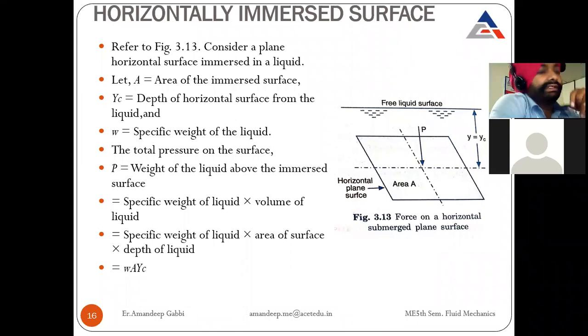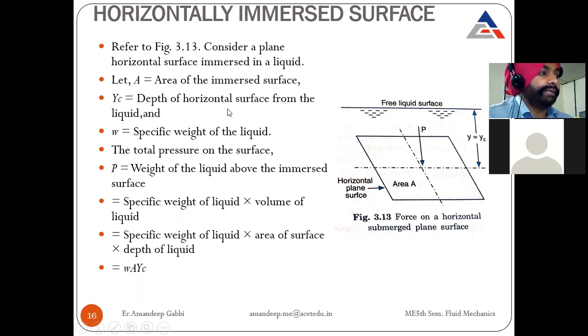horizontally immersed surface. Let us say a flat plate of negligible thickness is immersed horizontally in some liquid. Take a horizontal plate that is immersed inside a liquid, as shown on your screen. This is the horizontal surface, and it is y distance away from the free surface. This is the liquid surface. Now, this is the diagram, and A is the area of the immersed surface.